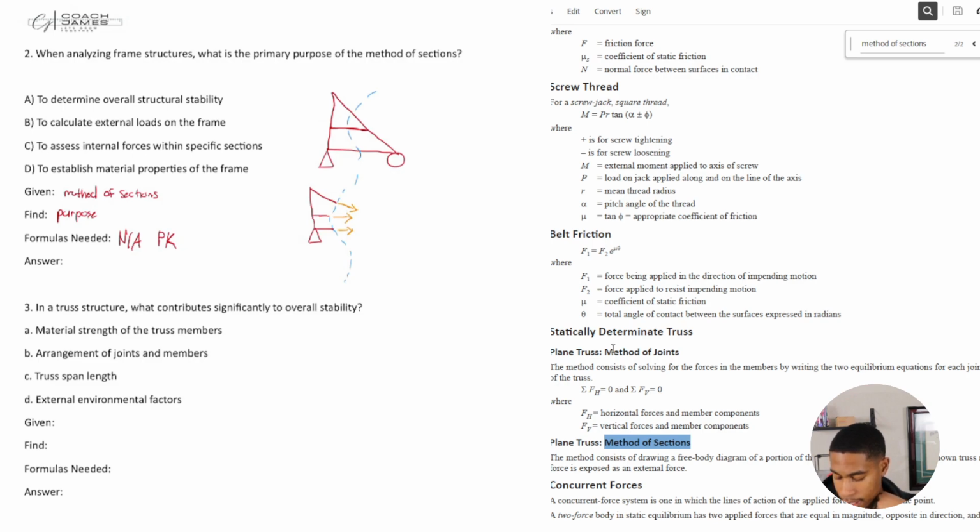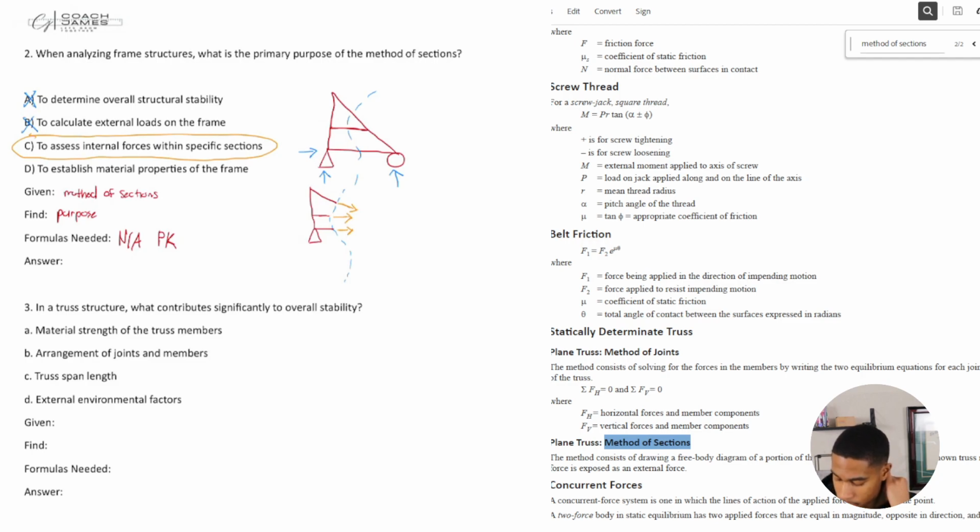Okay, so is it A, to determine the overall structural stability? No. What about B, to calculate external loads on the frame? No. External loads would be like this, reactions. You got a roller, you got a pin reaction, and a roller reaction. Those would be your external loads or just information. Okay, C, to assess internal forces within specific sections. They even use the word in the answer, but that's going to be your correct answer. Internal forces. Method of sections, you're cutting something. Internal forces. Method of joints, still trying to find internal. You're calculating internal forces.